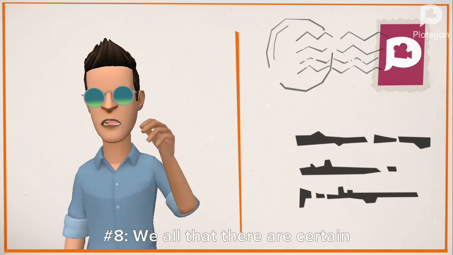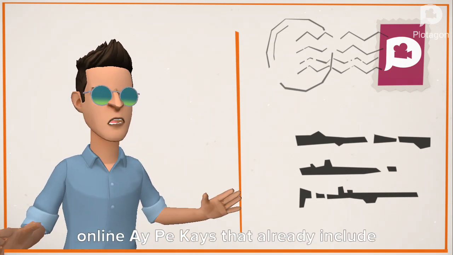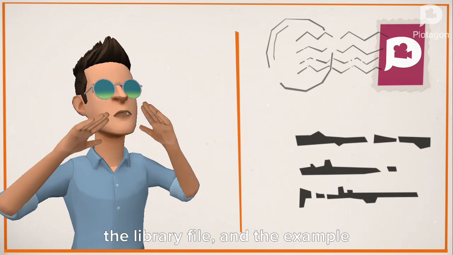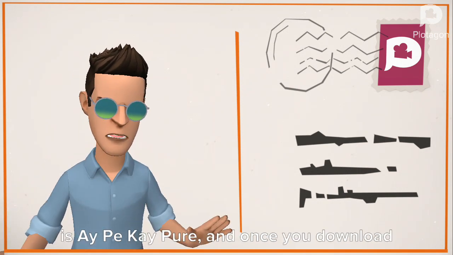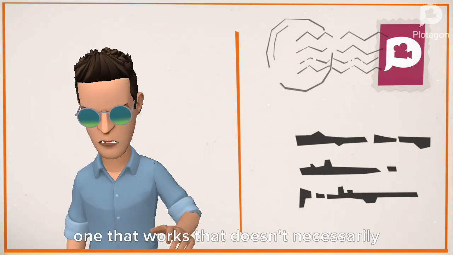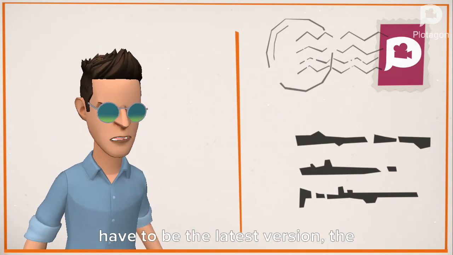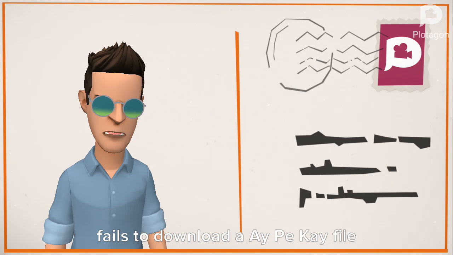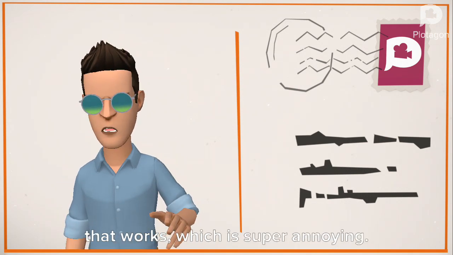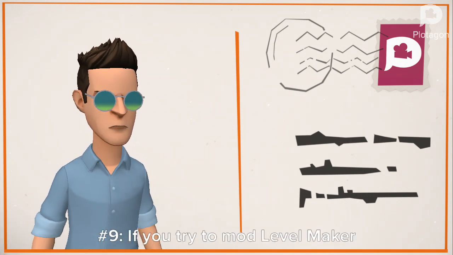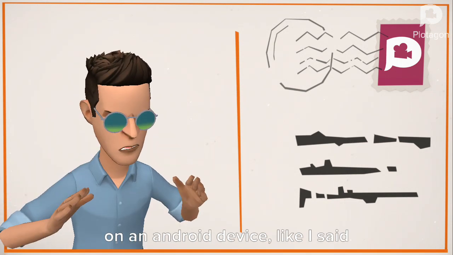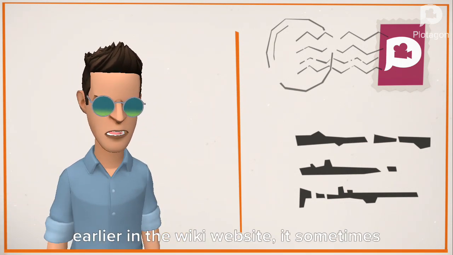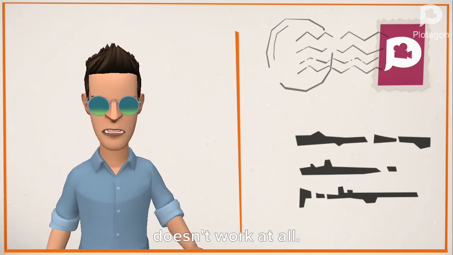Number 8. We all know that there are certain online APKs that already include the library file, and the example is APK Pure, and once you download one that works, that doesn't necessarily have to be the latest version, the fun begins, but sometimes the app fails to download an APK file that works, which is super annoying. Number 9. If you try to mod Level Maker on an Android device, like I said earlier in the wiki website, it sometimes doesn't work at all.